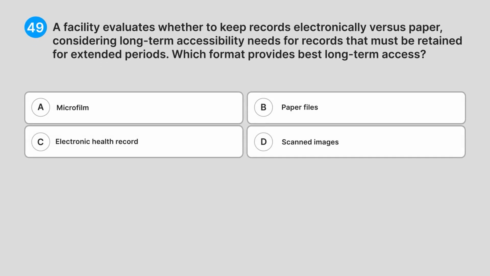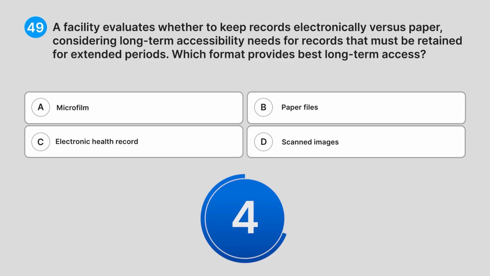49. A facility evaluates whether to keep records electronically versus paper, considering long-term accessibility needs for records that must be retained for extended periods. Which format provides best long-term access? A. Microfilm. B. Paper files. C. Electronic health record. D. Scanned images. Can you guess the answer?